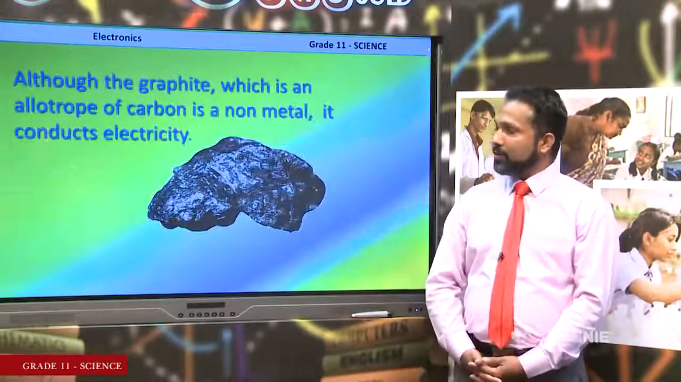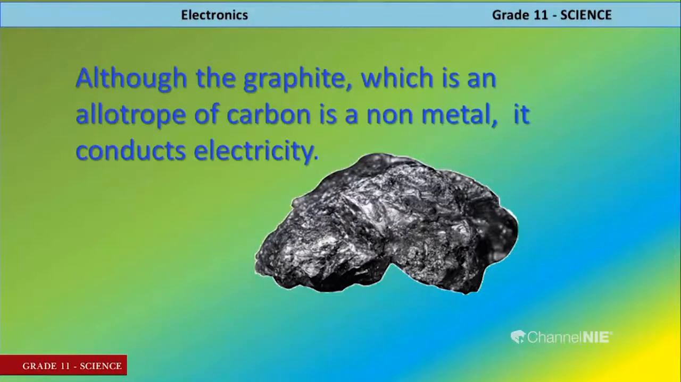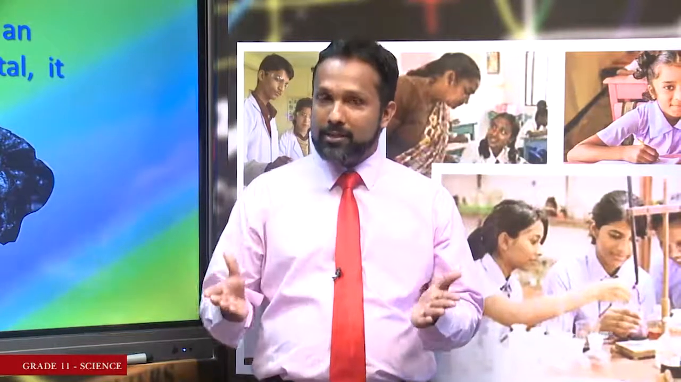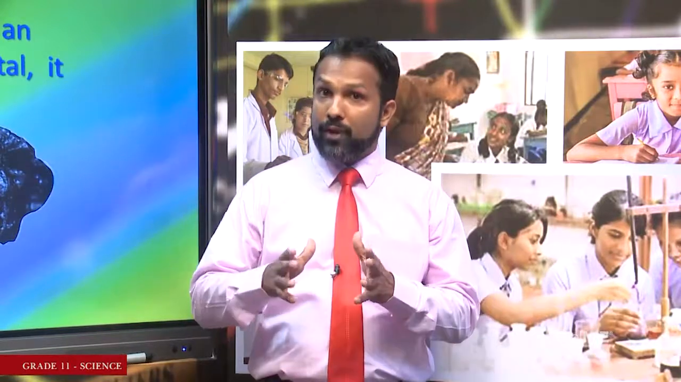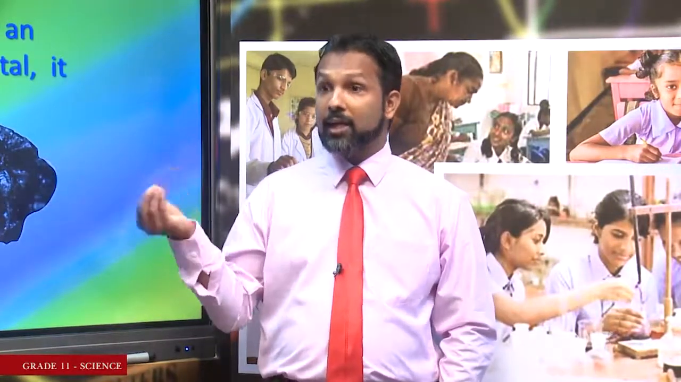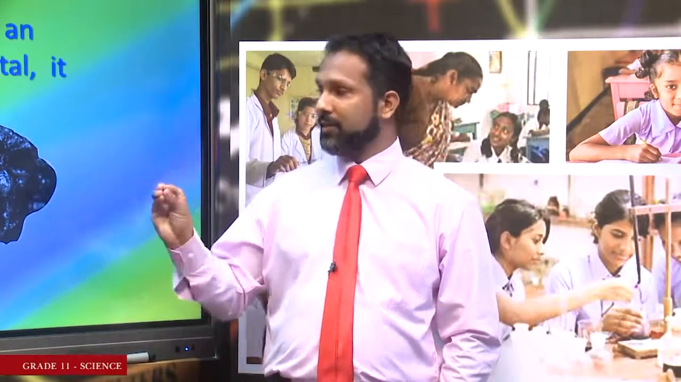Right. Then, have you ever heard about graphite? Yes, graphite is one allotrope of carbon. You know, my dear children, carbon has many allotropes. Diamond, graphite, coal, charcoal, soot, all these are examples for allotropes of carbon. So, although graphite, which is an allotrope of carbon, is a nonmetal, it conducts electricity. Why do I say so? Because earlier I told you metals and alloys are conductors, but most of the nonmetals are insulators. But here there is a special instance. Such an instance is called an incompatible instance. Although graphite is a nonmetal, it conducts electricity, right?